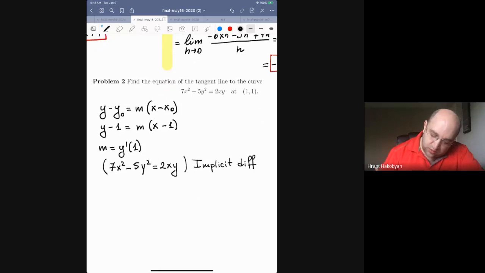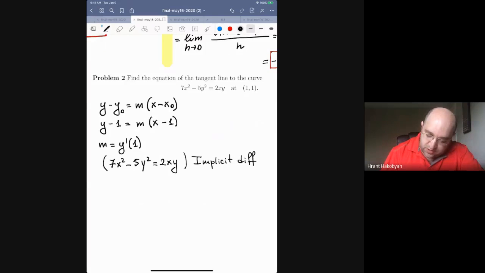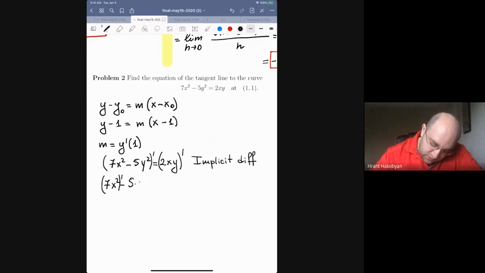Okay, so how do I do implicit differentiation? I differentiate both sides with respect to x. So the first term here is going to be the derivative of 7x squared minus, actually let me write it like this. Here I have to take the derivative and here I have to take the derivative. So here I will have the derivative of 7x squared minus 5 times the derivative of y squared, right? And then 2 times xy prime.